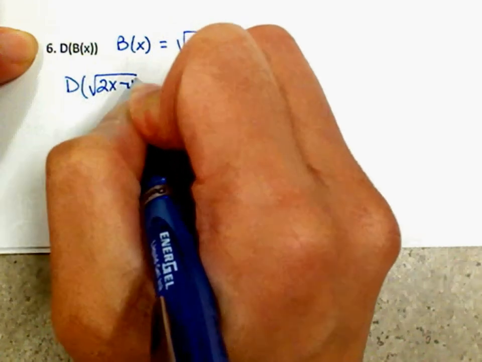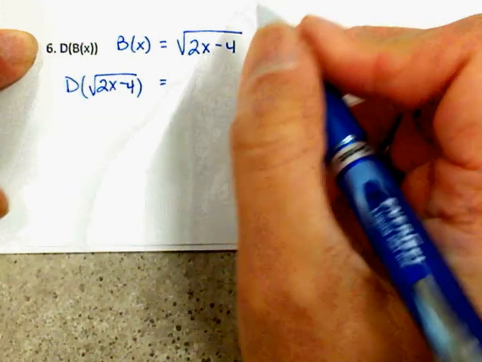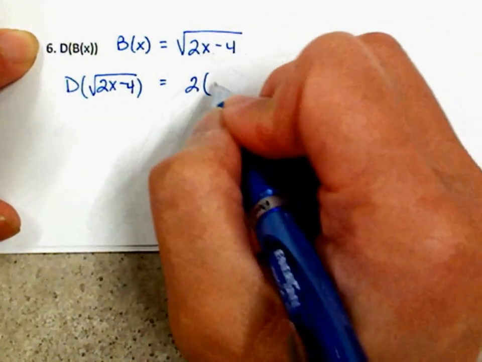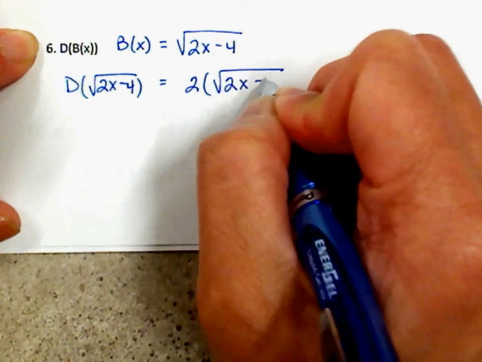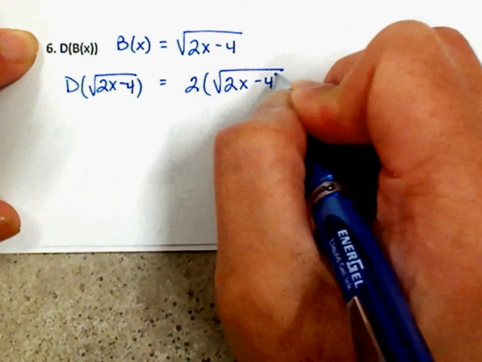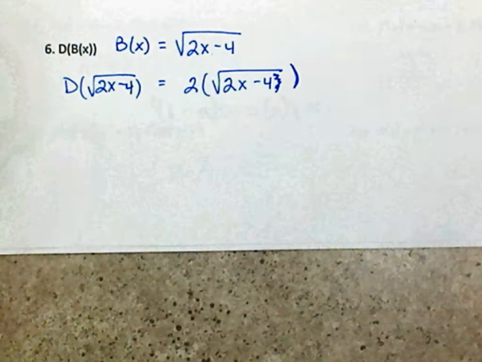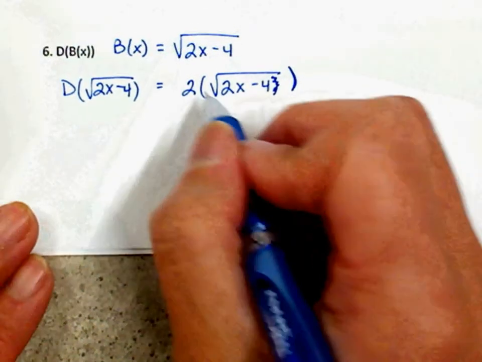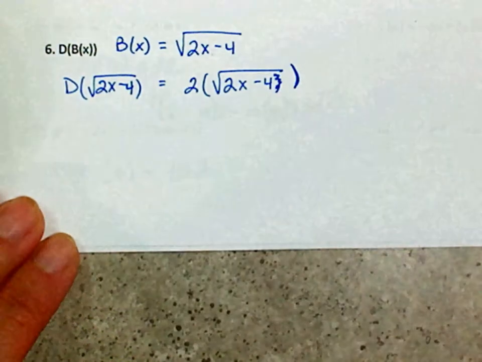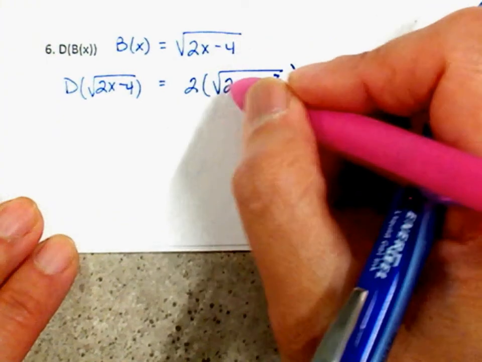There's your new x, okay? So D is 2 times square root of 2x minus 4. Sorry, that goes out here. All right. Nothing to do other than to distribute, and I cannot multiply 2 times 2. You only take care of what's the outside.